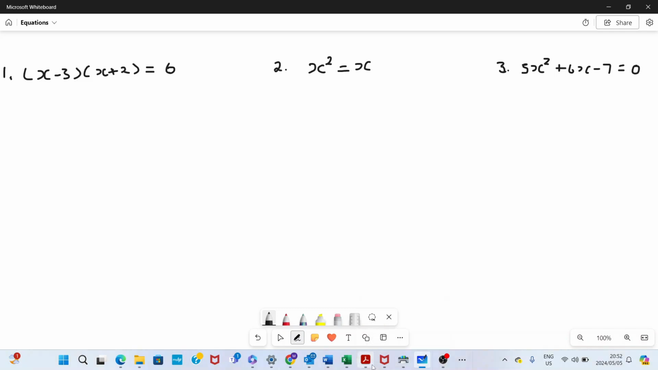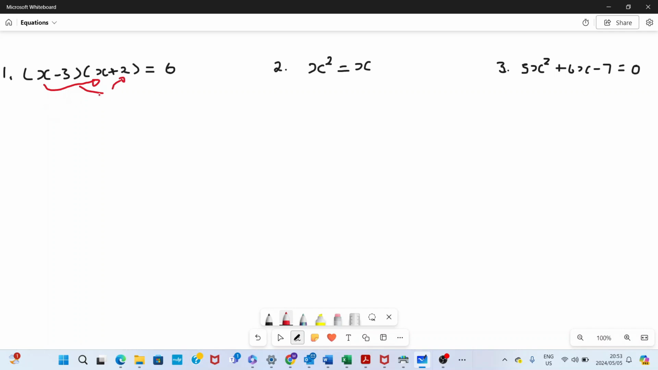So I'm gonna start with the first one. To solve it, we'll have to get rid of the brackets first. So how will we get rid of the brackets? Firstly, we'll have to multiply this x by this x, then multiply the same x by the 2.